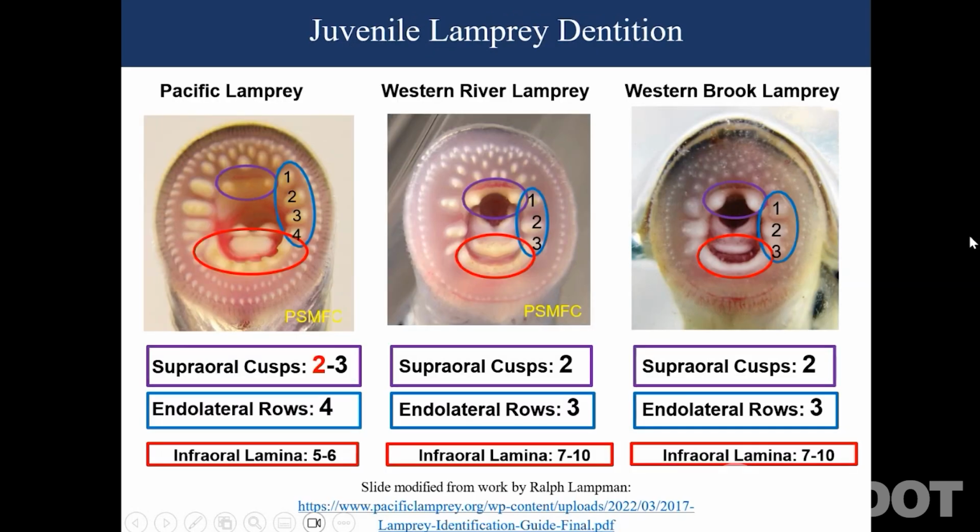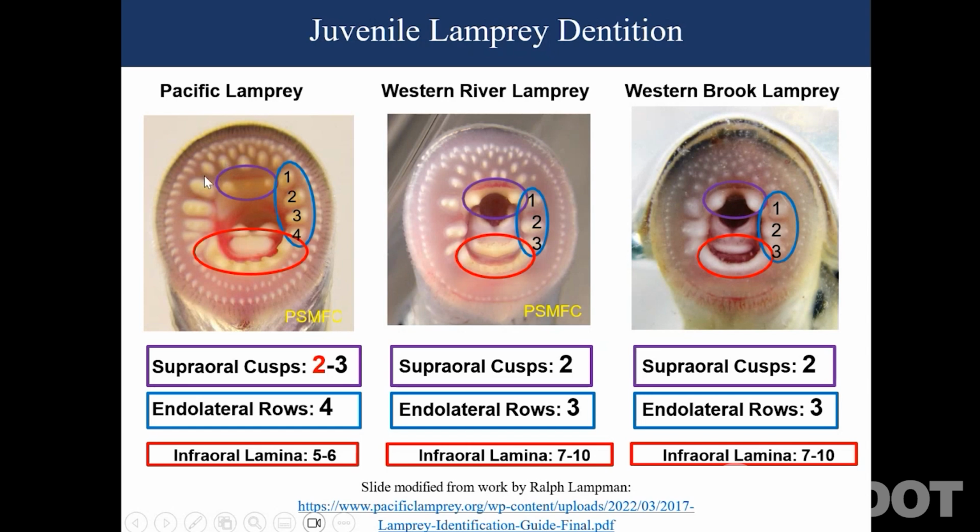So for juveniles, as I mentioned, the endolaterals, the lateral teeth, are the most useful, and we're actually looking at the rows of teeth. For Pacific lamprey, there are 4 rows on the side, those side teeth. For our Lampetra species, there are only 3. So this is going to be a really easy characteristic to look at and count. It's usually pretty clear, the rows. And again, 4 for Pacific lamprey, and 3 for our Lampetra.